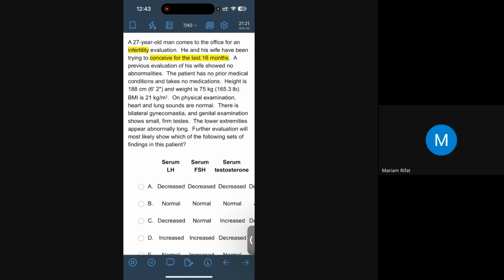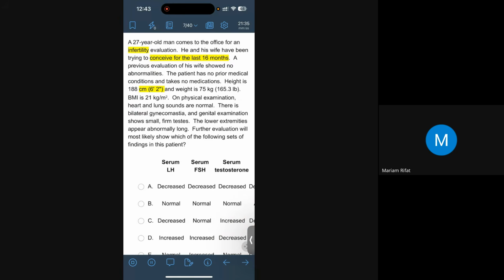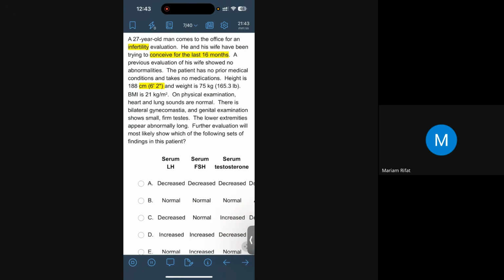Height is 6.2. Weight is okay. Heart and lung sounds are normal. Bilateral gynecomastia. Small firm testes. The lower extremities are abnormally long. Small firm testes mean that the cells within the testes are atrophied, right?